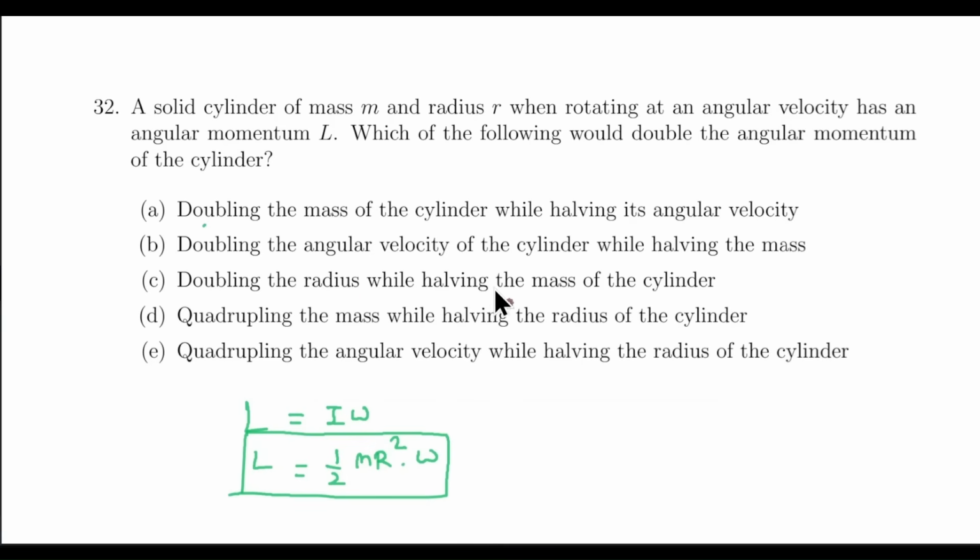Doubling the radius while halving the mass of the cylinder, I think that could work, because doubling the radius would make it a factor of 4, because that's 2 square, right? So there will be a factor of 4, and the mass of the cylinder should be half, so there should be a 1 over 2 over here. So 4 over 2 is just 2, and yes, that's what I want. It should be doubled, so it should be option C. The others are not going to work. You can definitely check those options, but yeah, it should be option C.